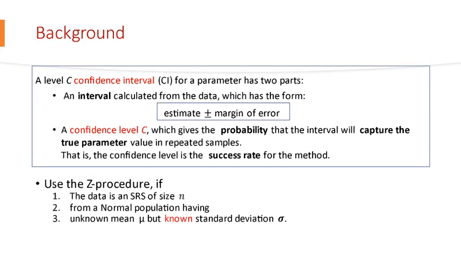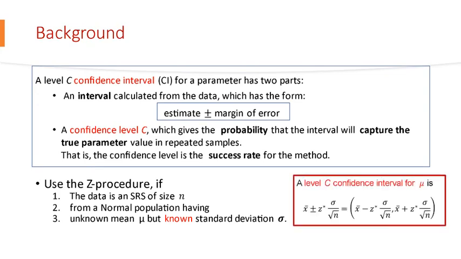When we use Z procedure, we need to check the condition again. We use the Z procedure if 1. The data is an SRS of size n, 2. From a normal population having 3. Unknown mean mu but known standard deviation sigma.